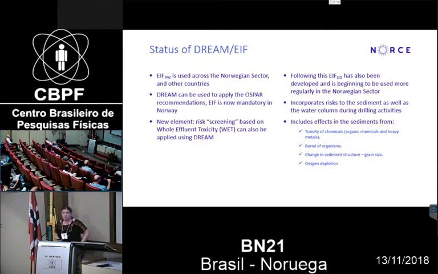So ever since the OSPAR recommendations, the EIF calculation for produced water is now mandatory in Norway. So if you're doing anything for improved oil recovery, which will affect the content or the volume of the produced water, at some point down the line, it's going to end up in an EIF calculation.